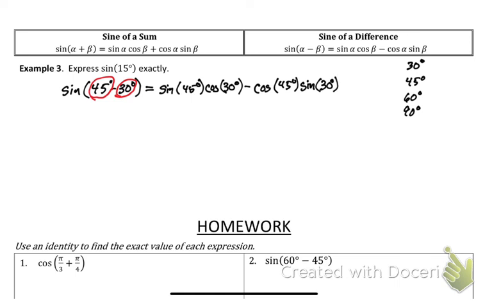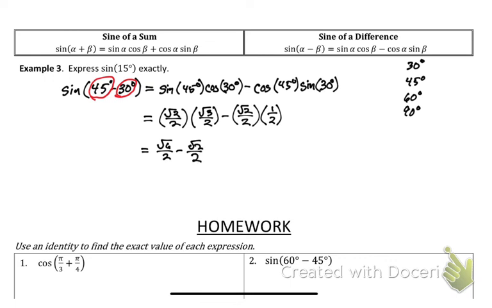Now it just takes, do you know your unit circle? Practicing it all semester. What's the sine of 45 degrees? Square root of 2 over 2. Cosine of 30 degrees, square root of 3 over 2. Minus cosine of 45 is square root of 2 over 2. Sine of 30 degrees is 1/2. That's going to give me square root of 6 over 2 minus square root of 2 over 2.